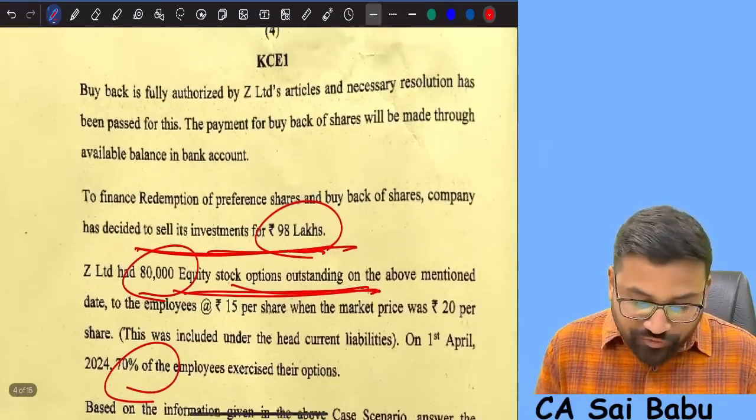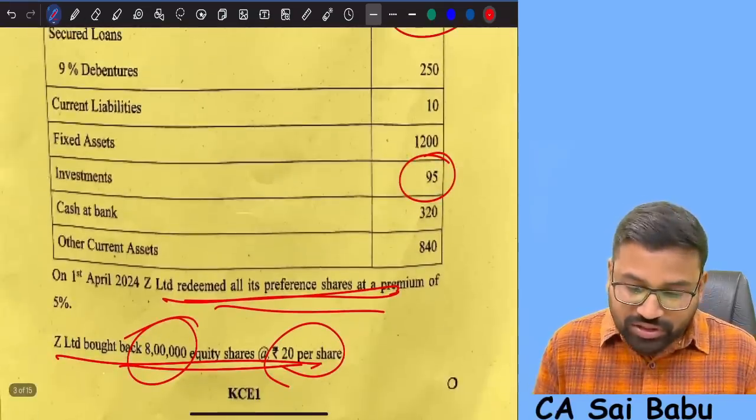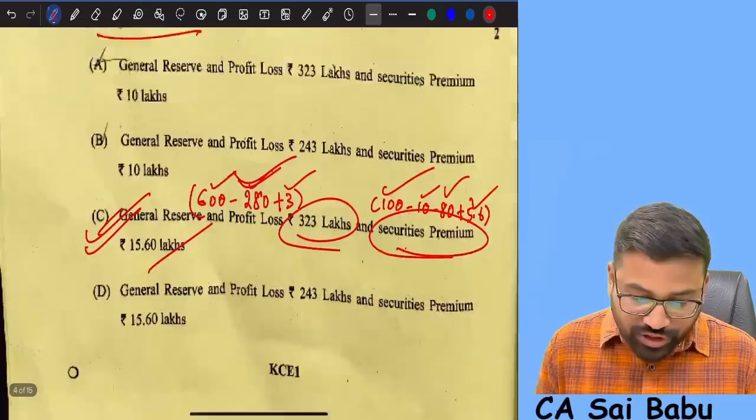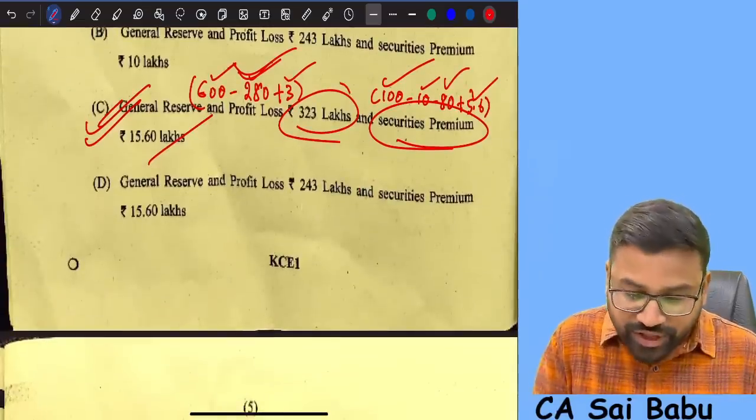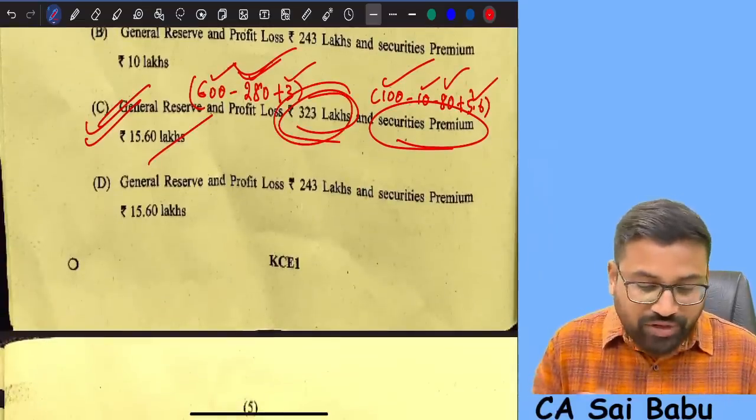Plus there is a sale of investments. 95 lakhs worth of investments are sold at 98. So therefore 3 lakhs profit we will add. So therefore 600 minus 280 plus 3, 323, plus securities premium 15.6.